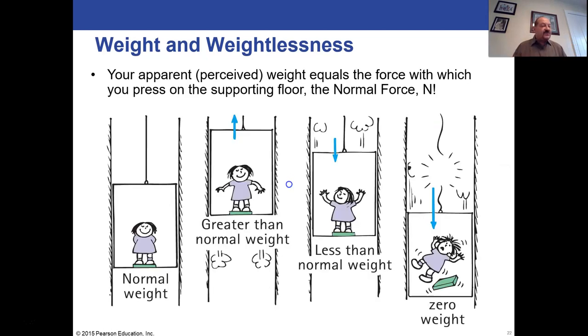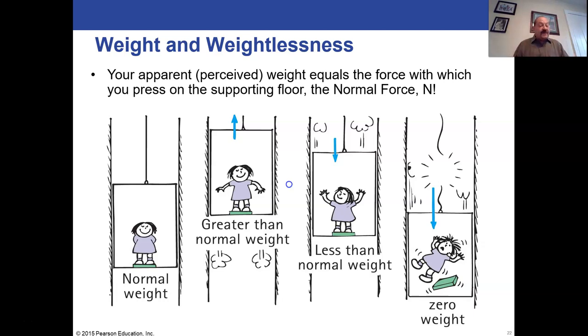So here, different examples that we just talked about. We just talked about the first three of these. Normal weight when the elevator is stopped or just moving at a constant speed. You feel greater weight when the elevator is accelerating up, not just moving up constantly. It has to be accelerating up, increasing speed. You feel less weight when it's dropping down with acceleration, coming down, because there's less force of the floor pushing up against your feet.